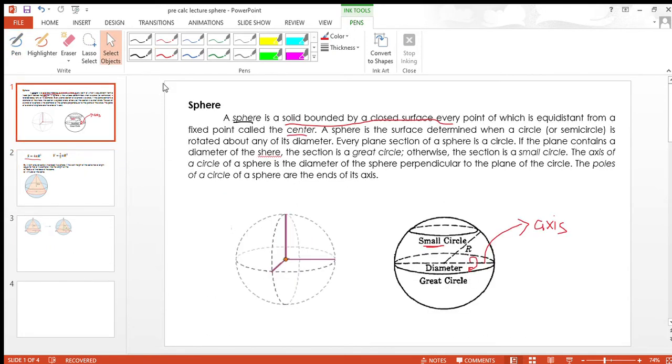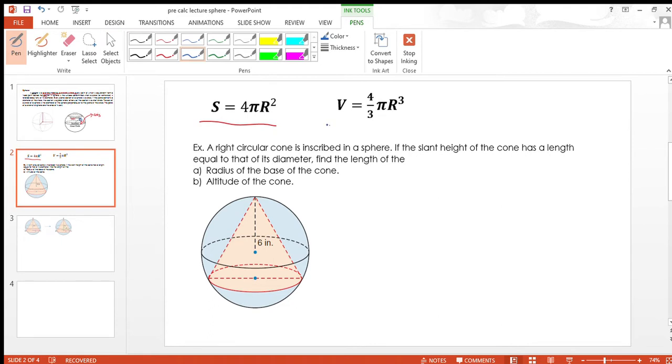Going back to the previous diagram, the radius of the sphere is any line segment coming from the center of the sphere to any point on the surface of the sphere. So that's the radius of the sphere, or the radius of the great circle. And the volume is given by 4/3 pi r cubed. Again, r is the radius of the sphere. In your module, there are only two problems given. Let me solve one of them, then you can review the other.